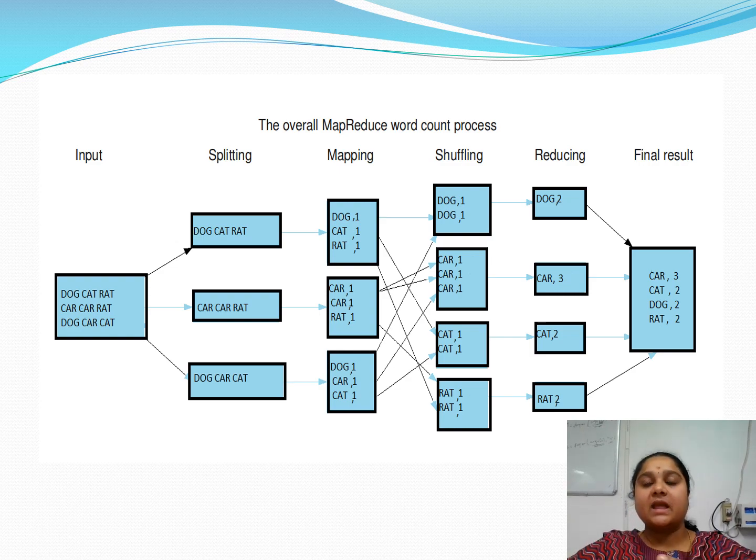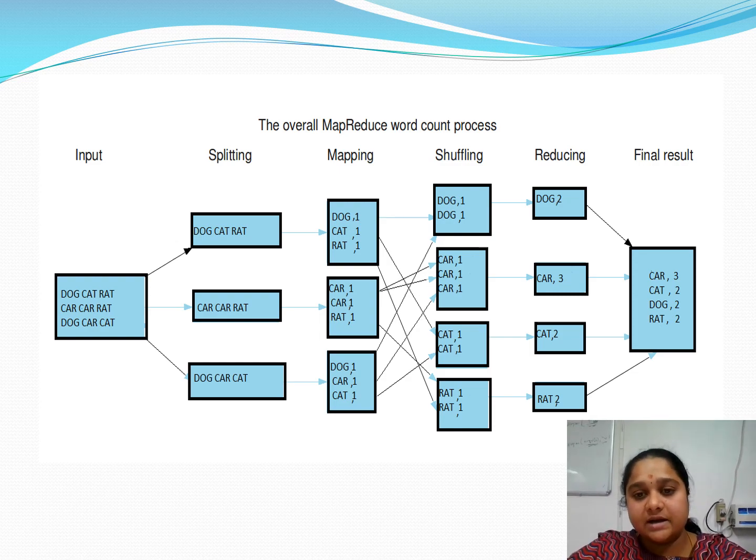And shuffling means all the like data will come together in one record. See here, all the dogs from the input data have come together, cars have come together, cat, rat, and then reducing. This reducing will do the word count. How many times the dog has repeated, how many times the car has repeated, likewise the cat and rat. The final result will be the word count of the given input data. If we want to do word count only for the prescribed data, we can give it directly in the Hadoop ecosystem.